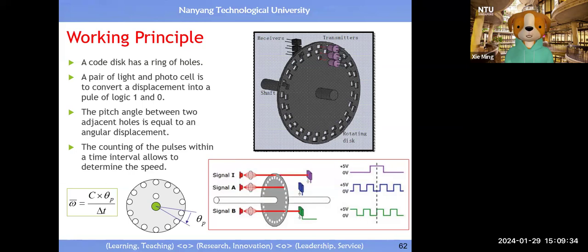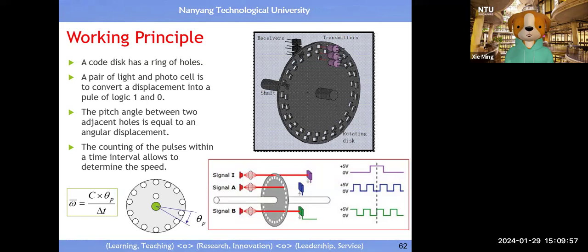Let's say you define a time window theta t. You count the number of pulses you observe, right? If the number of pulses is C, capital C, then C times theta p is the total rotating angle, divided by theta t. This is what? Average angular velocity. Yes or no? Do you understand the equation there?